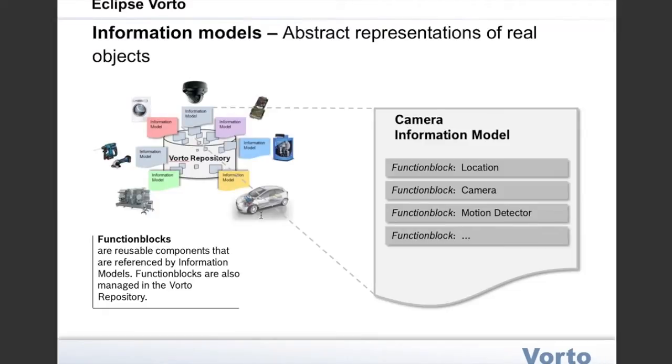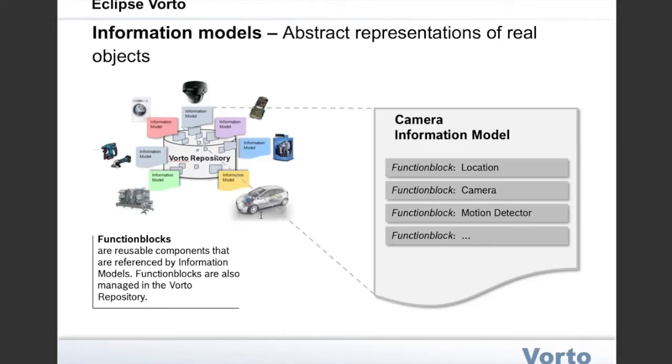So you might ask, what are these information models exactly? They're actually abstract representations of real objects. Let's take an example of this camera here. This camera consists of different kinds of functionalities. These functionalities could be, for example, location, so it can be located. It has a typical camera functionality. It might even have a motion detector. Once it senses motion, it starts recording, these sorts of things, and many other function blocks.